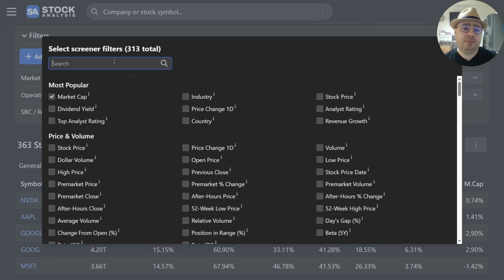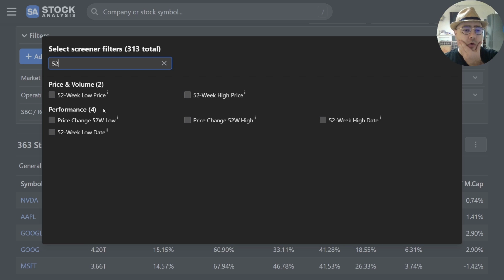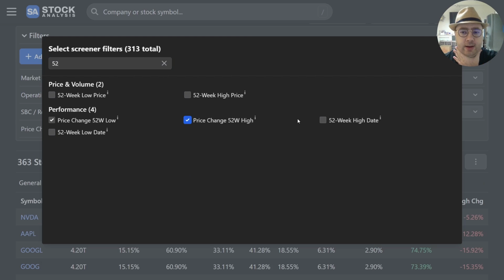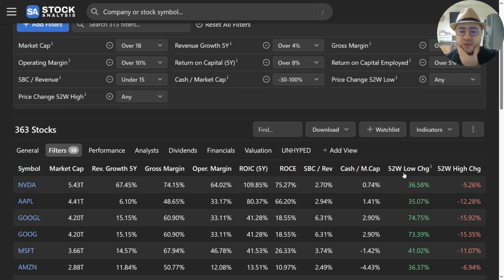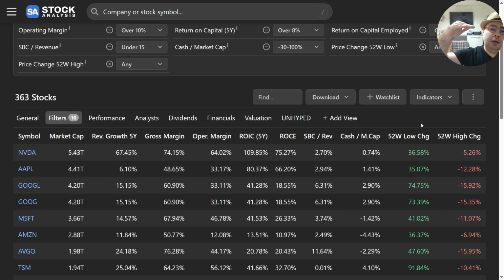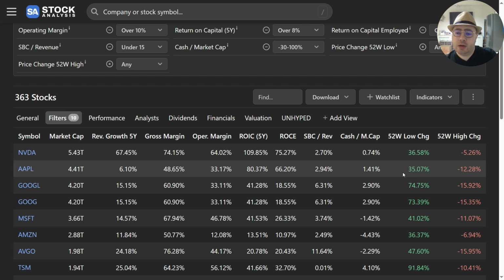So what else? We put in a lot of filters now. Let's just put some kind of price action here. Let's just say 52-week low, price change 52-week low and 52-week high. So what does this mean? 52-week low means how much higher it is from the lows. So NVIDIA is 36% higher today in price than it was from the lows and is 5% lower from the top. So it would be a, I won't say very bad, but quite bad timing to just buy NVIDIA now. It's quite high from the lows and very close to the top. So we're going to be looking at something else.